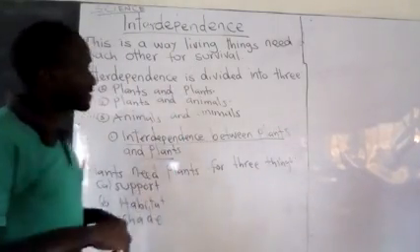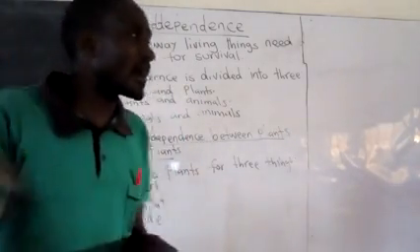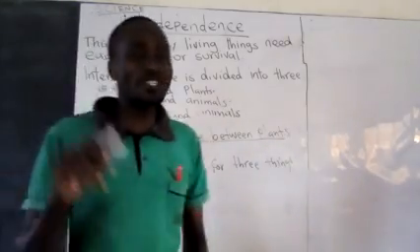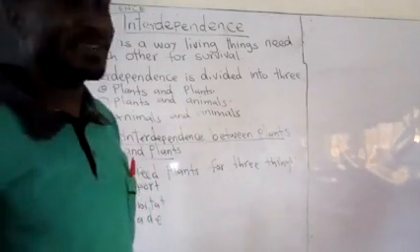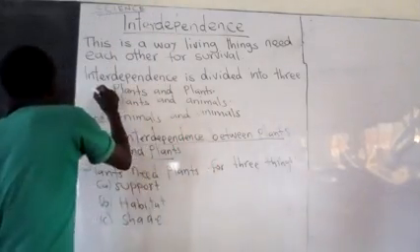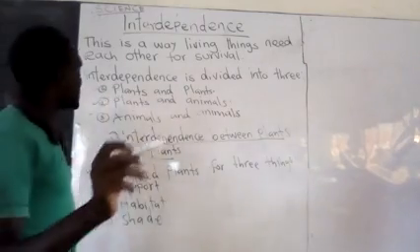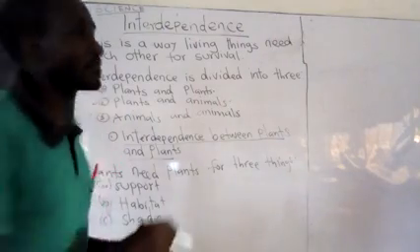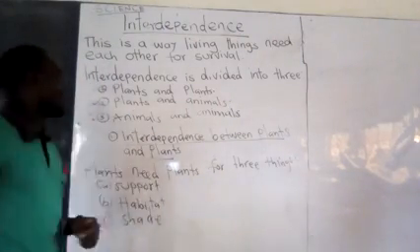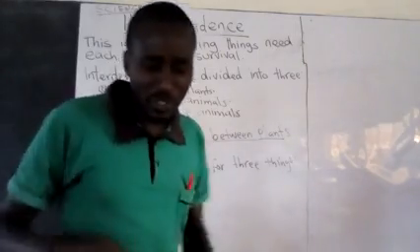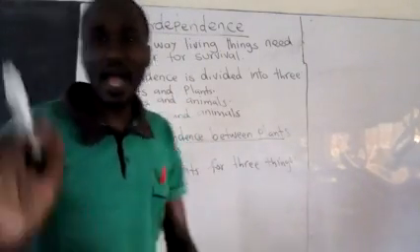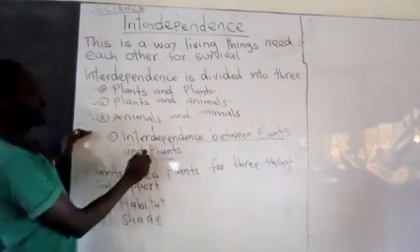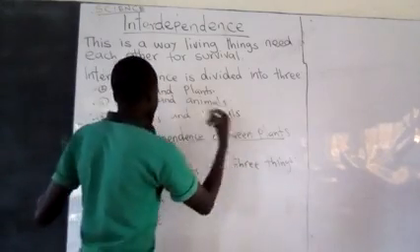Then interdependence is divided into three main parts. One, interdependence between plants and plants. Two, interdependence between plants and animals. Three, interdependence between animals and animals. Let's start with the first one, interdependence between plants and plants.